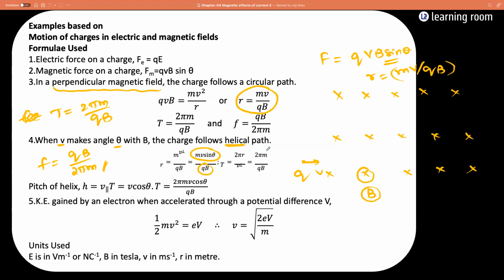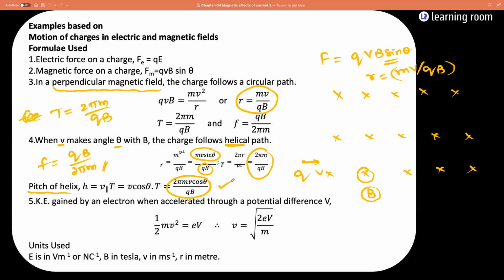What is going to be the time period? Time period is the same thing, 2 pi m divided by qB. So the important conclusion is that the time period of the particle, whether it is moving in a circular path or in a helical path, is independent of the velocity with which it is projected. Am I right? Next, there is an extra concept with respect to the helical path, which we call pitch. Pitch is the horizontal distance traveled by the charged particle in one time period, which takes the value 2 pi m v cos theta divided by qB, right?